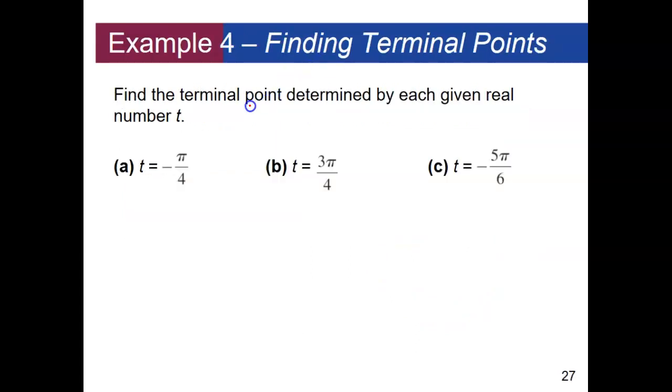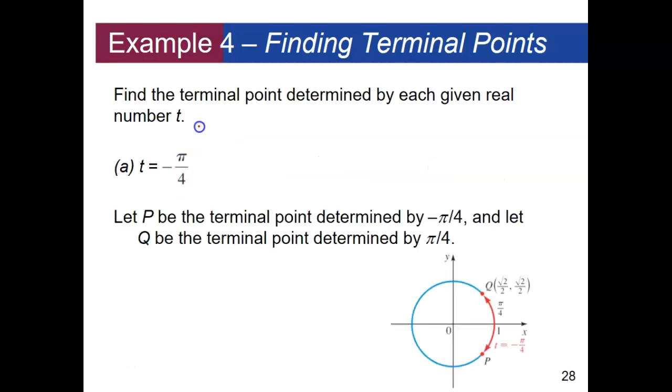Okay, so what we want to do, using your unit circle, is find the terminal point determined by each of these different numbers that we have here. Here we have a negative and a pi over 4. So if we think about this with the unit circle, I'm going to sketch this out here.